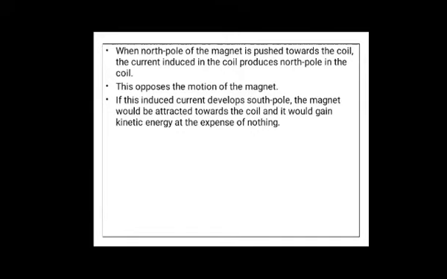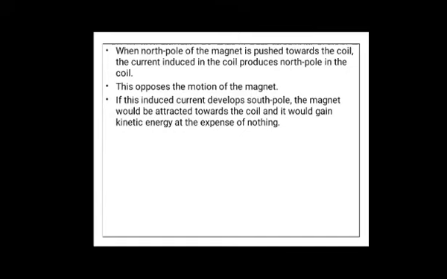If this induced current develops a south pole, one question may arise: how are you telling that current is flowing in the anti-clockwise direction only when the magnet is moved towards the coil? Okay, let us take that it is flowing in the clockwise direction. If it flows in the clockwise direction, it behaves as a south pole, correct? So if the induced current develops a south pole, the magnet would be attracted, correct? South and north will attract each other.